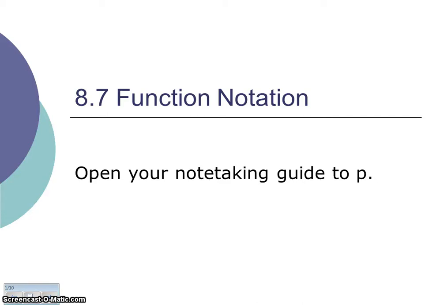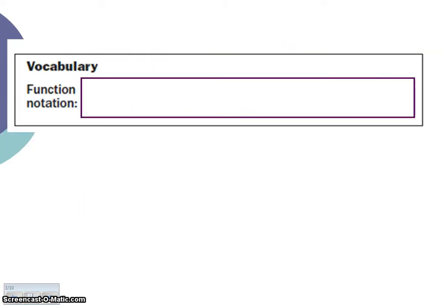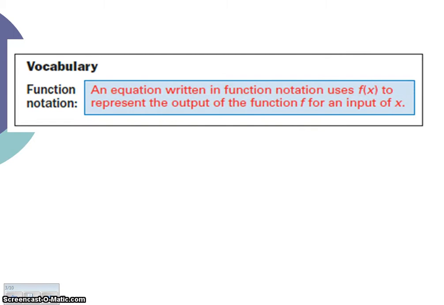8.7 Function Notation. Function notation uses f of x to represent the output of the function f for an input of x.